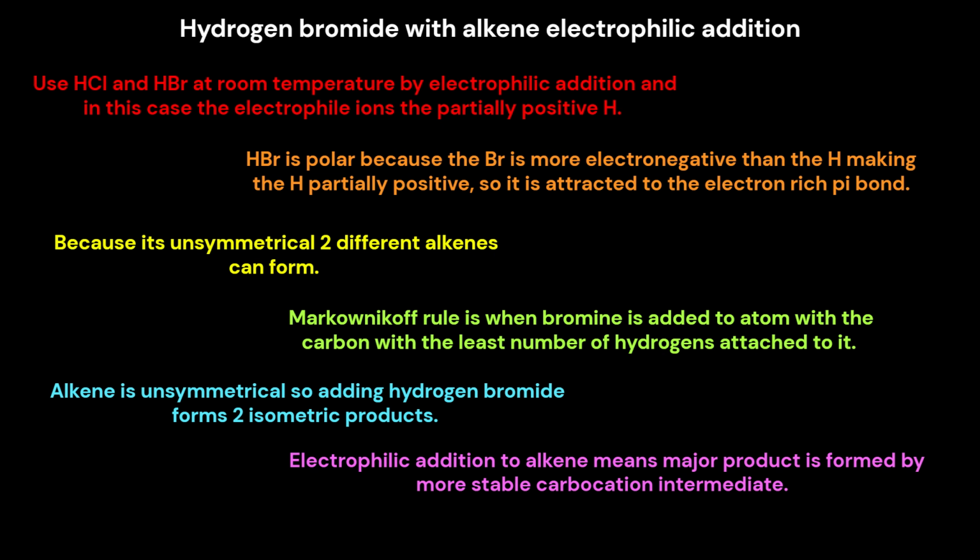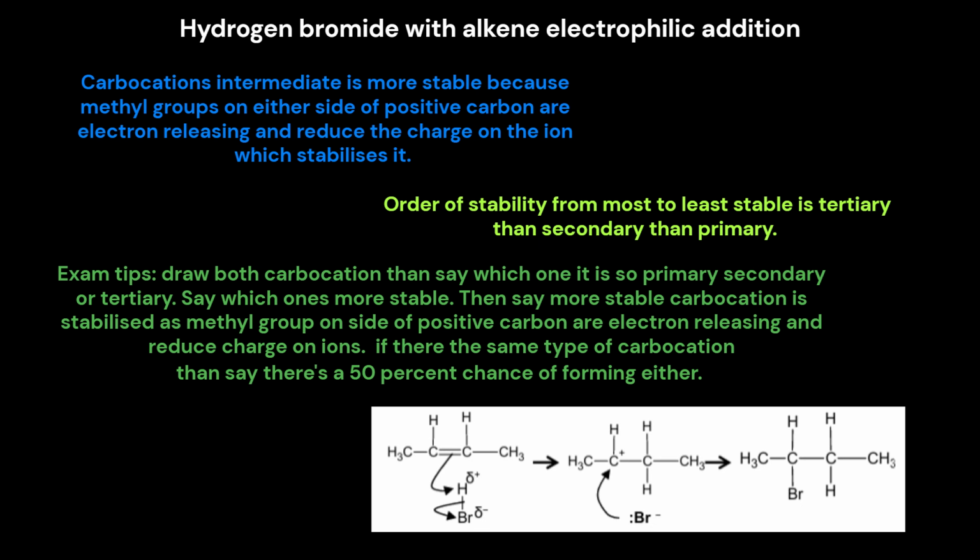Markovnikov's rule is when bromine is added to the carbon with the least number of hydrogens attached to it. The alkene is unsymmetrical, so adding hydrogen bromide forms two isomeric products. In electrophilic addition to an alkene, the major product is formed by the more stable carbocation intermediate. The carbocation intermediate is more stable because methyl groups on either side of the positive carbon are electron releasing and reduce the charge on the ion, which stabilizes it. The order of stability from most to least stable is tertiary, then secondary, then primary.